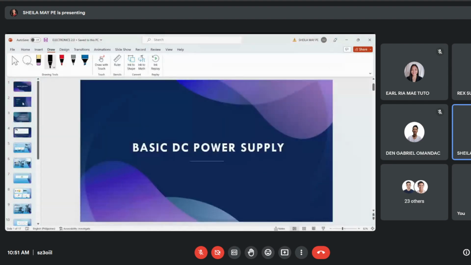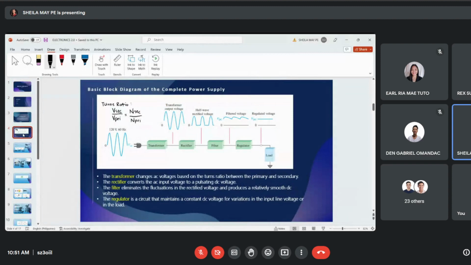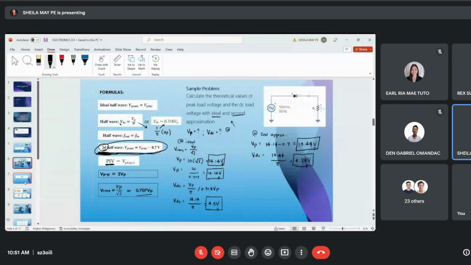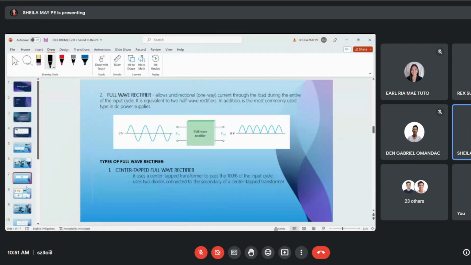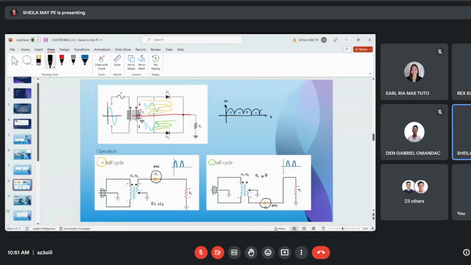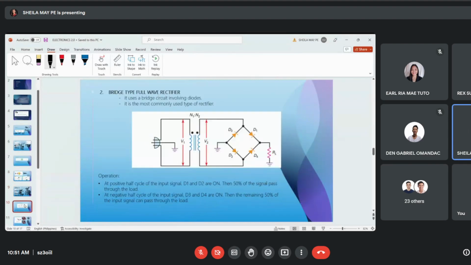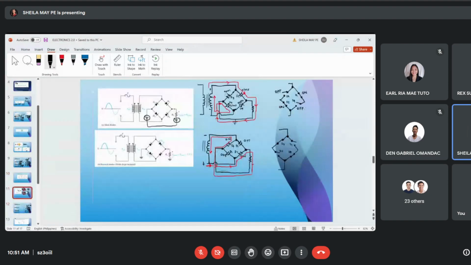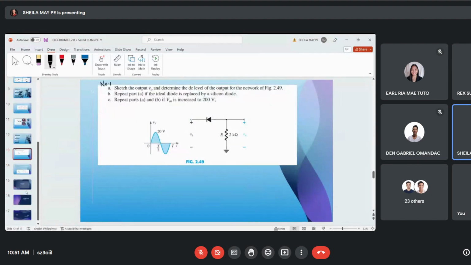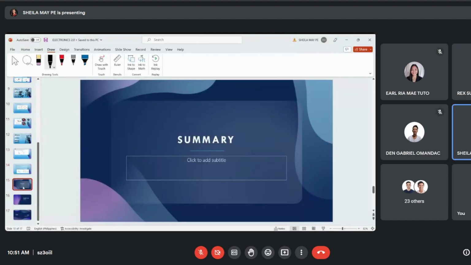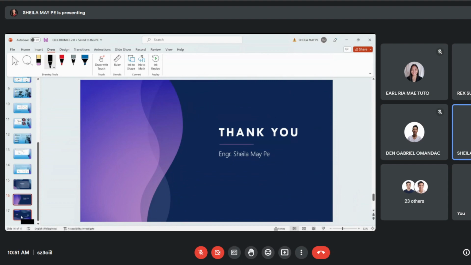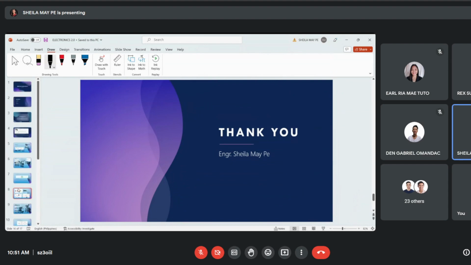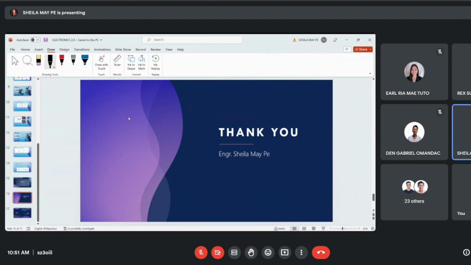Isa na ako karon. Wala na ba ko na-erase? Check sa ako. Okay. Isahan ako sa save.